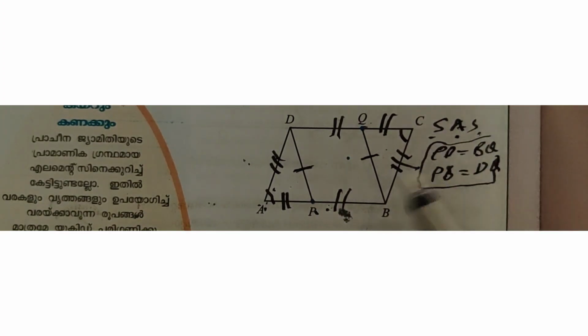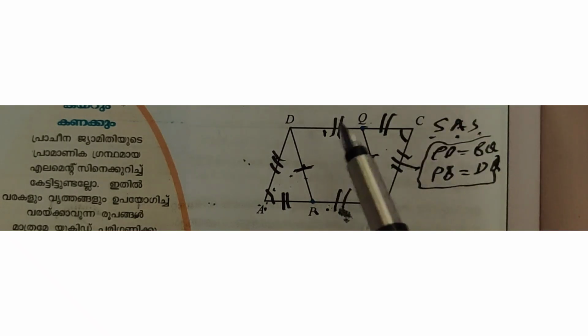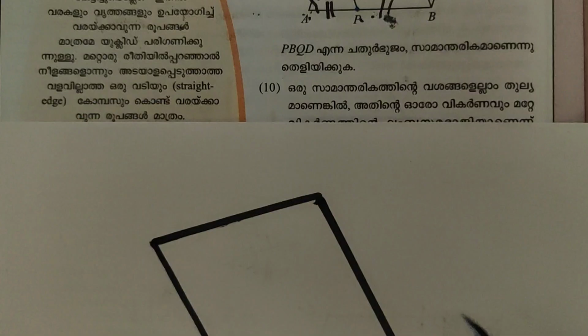Therefore, opposites are equal. This one is already proved. As in the last problem, when opposites are equal, every quadrilateral will be a parallelogram. Therefore here also opposites are equal, so it is a parallelogram.